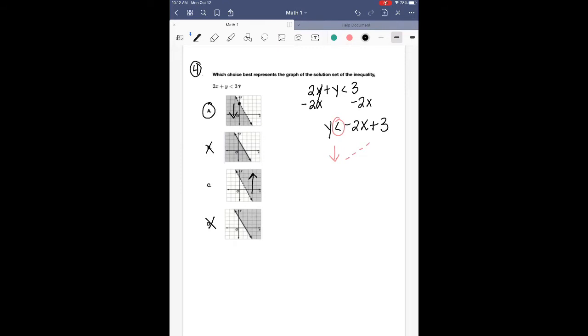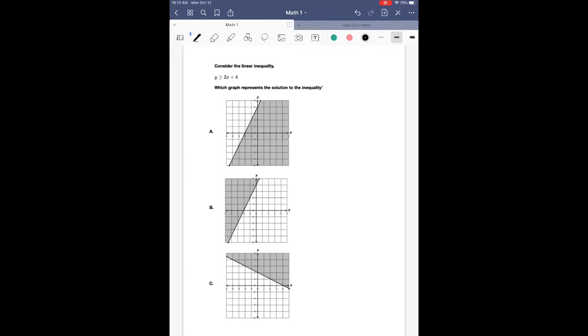However, just make sure that you check. My y-intercept is at 3, and it's going down to right 1. Very similar question here. We already have this particular graph solved for.